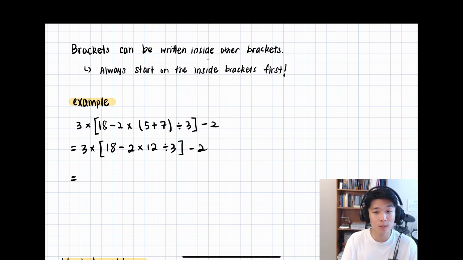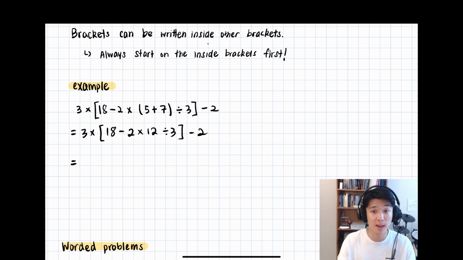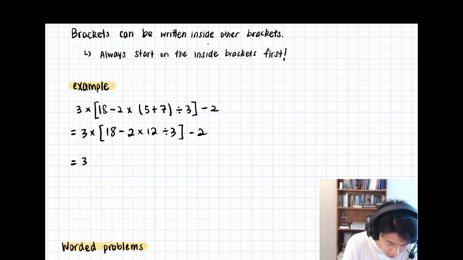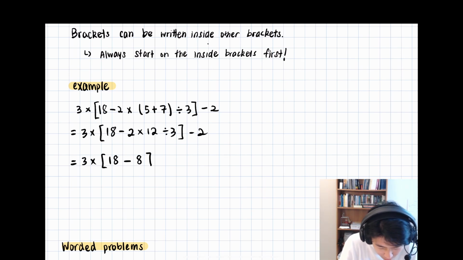Now, feel free to pause the video at any time so that you can copy this down, but I'll keep going. Now we notice that inside the square bracket, because remember BIDMAS, we got to do all our brackets first, we see subtraction, and then we see multiplication, and then we see division. Well, subtraction comes last, okay? So we're going to forget about the subtraction. Let's do multiplication and division from left to right. And so what we have here is 18 minus, well, 2 times 12, that's 24. And 24 divided by 3, well, that's 8. And so really we have 18 minus 8.